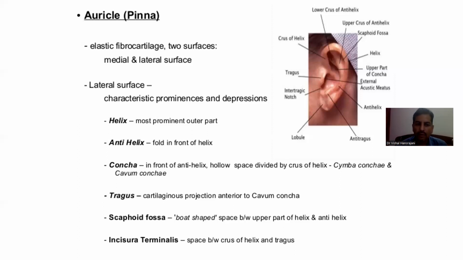The anti-helix is the fold in front of the helix. The concha is in front of the anti-helix, and it is a hollow space which is divided by the crux of helix into the cymba conchae and the cavum conchae. Another important part is the tragus. It is the most anterior part of the pinna, a cartilaginous projection anterior to the cavum conchae. The scaphoid fossa is the boat-shaped space between the upper part of the helix and the antihelix.